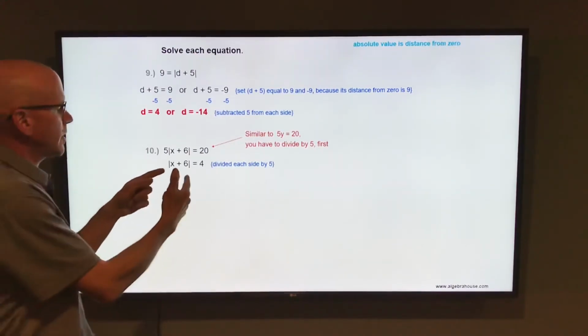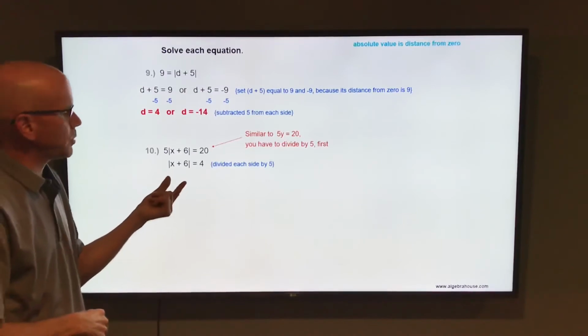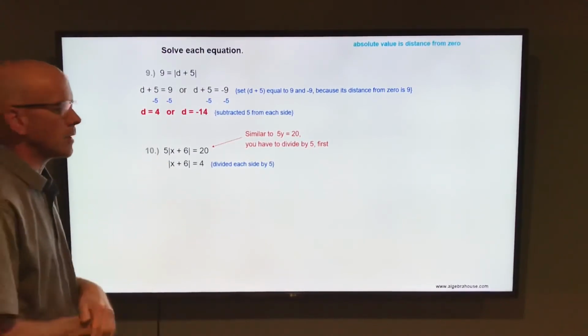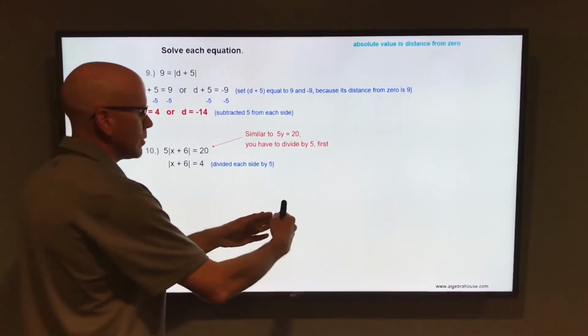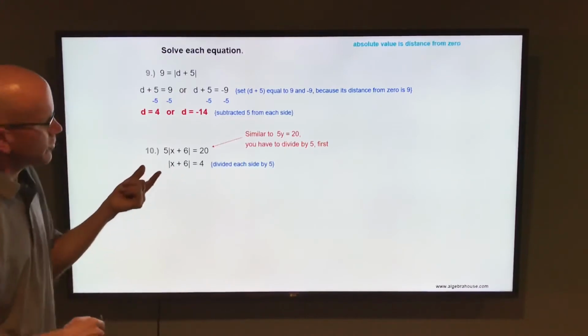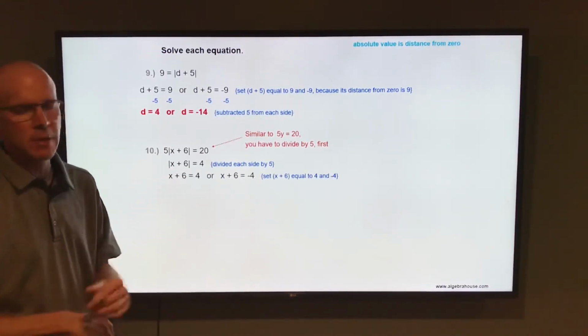So we have the absolute value of x plus 6 equals 4. That's saying the distance that x plus 6 is from 0 is 4. There are two numbers that are 4 away from 0. Again, think about your number line with 0 in the middle. You have a 4 to the right, negative 4 to the left. Those are the two numbers that are 4 away from 0, and those are the two numbers that x plus 6 could be equal to here.